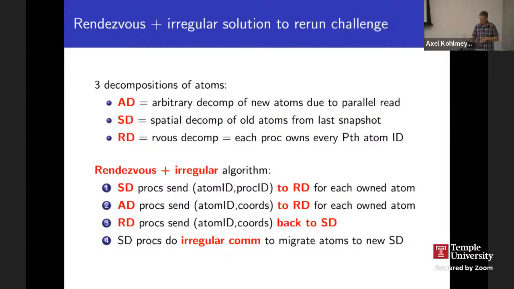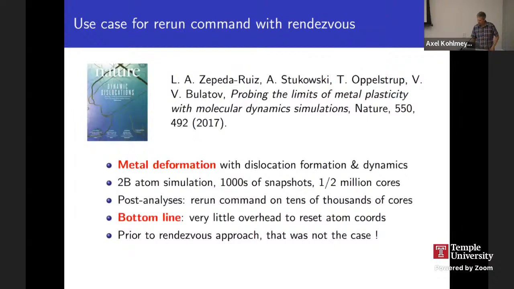That's the old decomposition, so now we can do the irregular communication, migrate those atoms long distances to the new decomposition. So I don't have specific timings for this, but here was a use case that motivated us to implement a rendezvous algorithm for rerun. And this is work by a group at Lawrence Livermore doing really huge simulations in this Nature paper. These were metal deformations of dislocation formations and dynamics as they applied dramatic strains and stresses to a chunk of metal. It's about a 2 billion atom simulation.